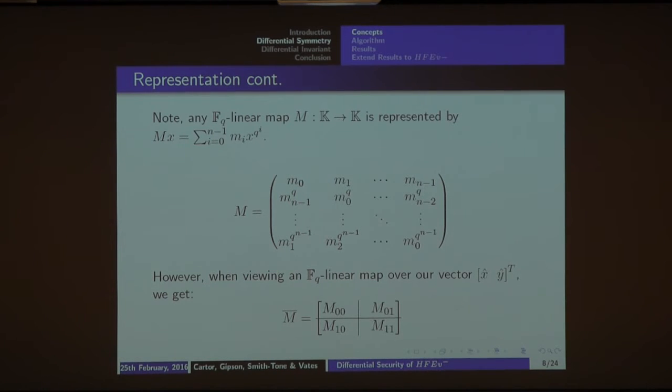This was the M representation that was used in analyzing the HFE and HFE minus structural from Dr. Smith-Tone and Daniels. However, when we extended it to the HFEv structure, we had to do a slight adaptation. Since we have this bivariate structure, this 2n by 2n, we had to adapt our M matrix from the n by n representation to where we have these n by n block matrices, M00, M01, M10, and M11 for M bar, where each M matrix has that representation shown above.